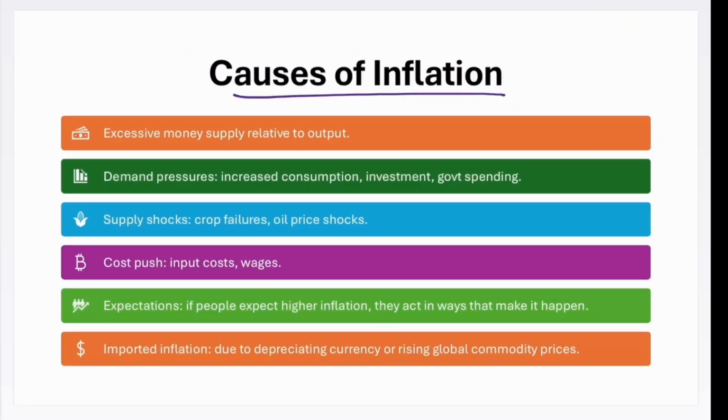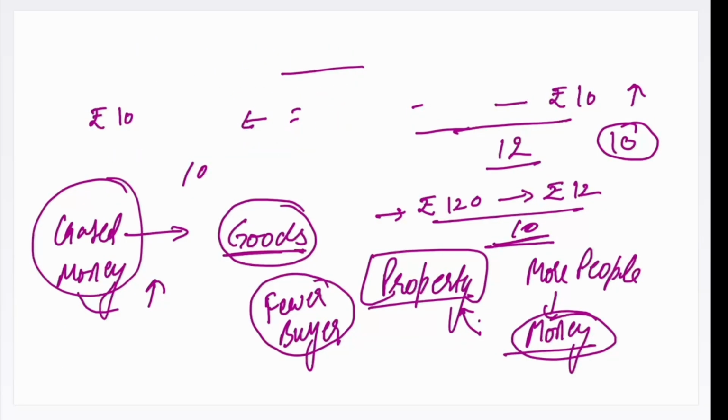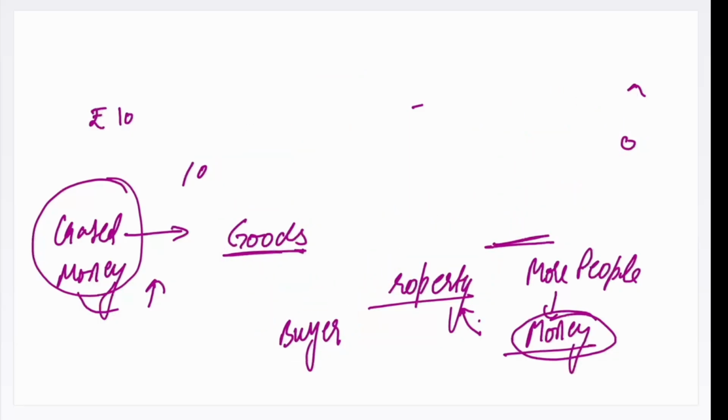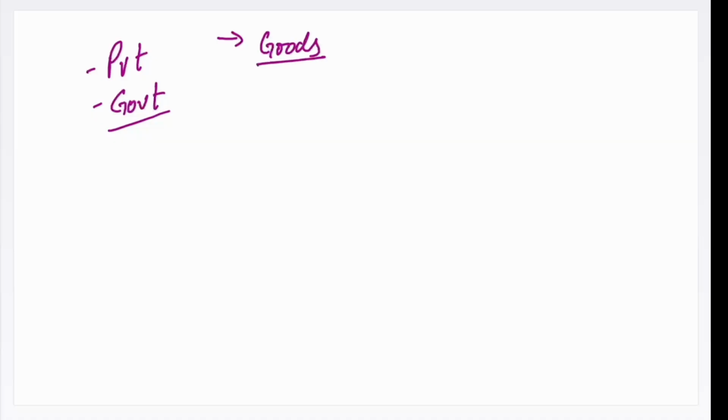Second is demand pressure: increased consumption, investment, or government spending. So let's understand this also. Whenever the expenditure is more, more money is being spent. It can be spent by a private entity, people getting more money, or the government having more money. So when the government launches an infrastructure program in a given area, suddenly there will be production, and goods and inputs will be purchased.